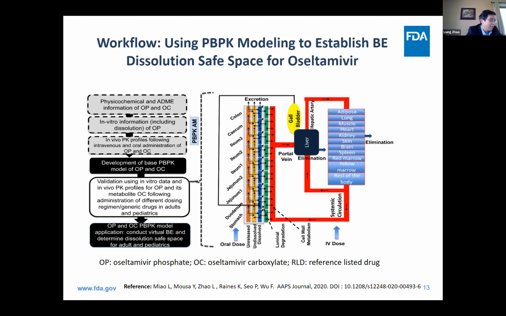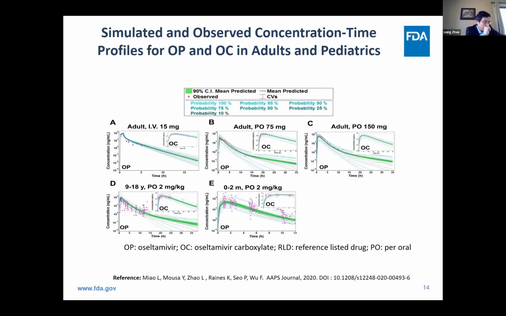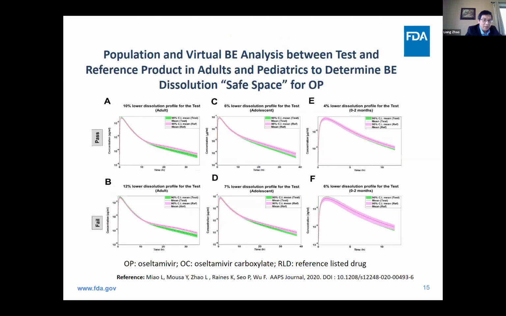Next one, please. This slide shows the established model could capture the PK profiles of both parent and metabolite in adults following different dosing regimens. The model can also capture the PK of both parent and metabolite following oral administration of the parent drug in adolescents and neonates. The next slide, please.